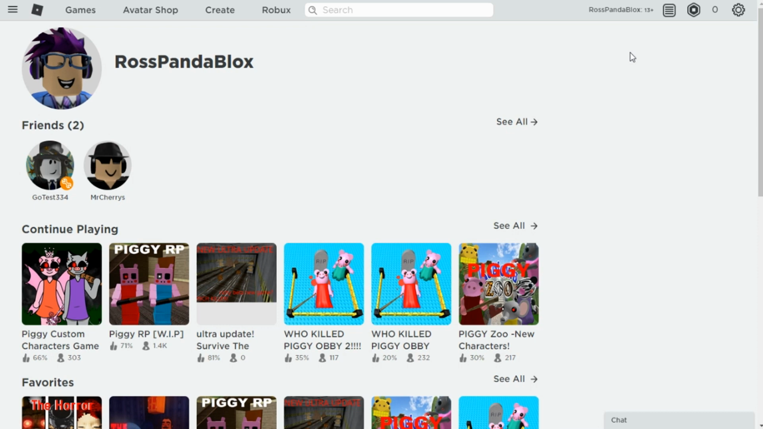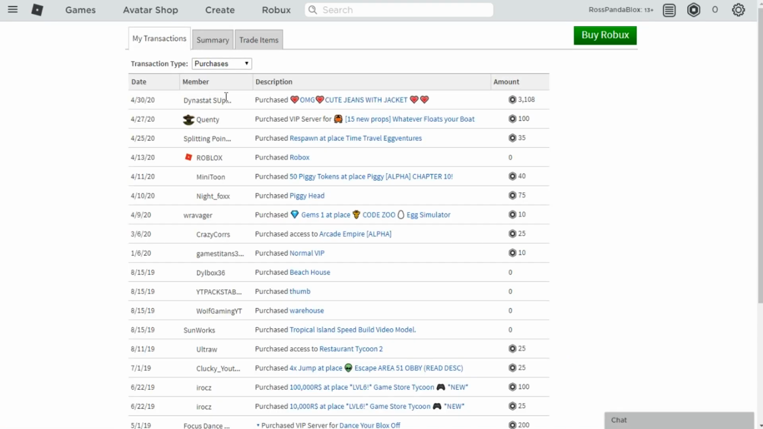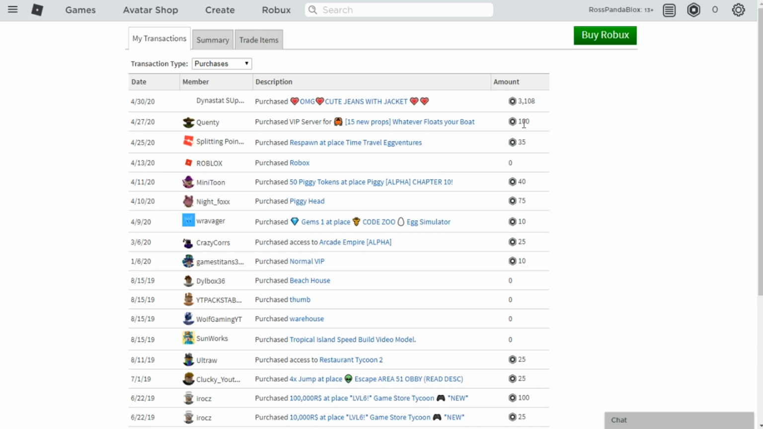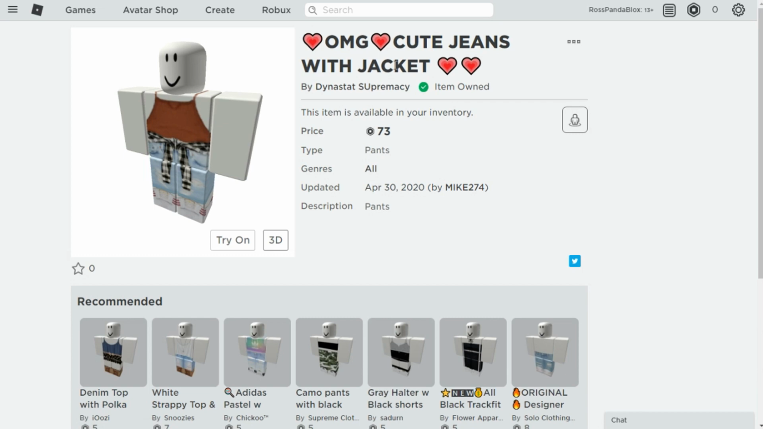But I have found some answers about where all my Robux went. If I go here, it goes through my history of what I've spent my Robux on, and if we go to my transactions, you've got some of the ones I've paid for in the past, which were the ones I chose. But this is where the 3,108 Robux was sent. Someone from my account has bought this using 3,000 Robux, and this is only 73 Robux.